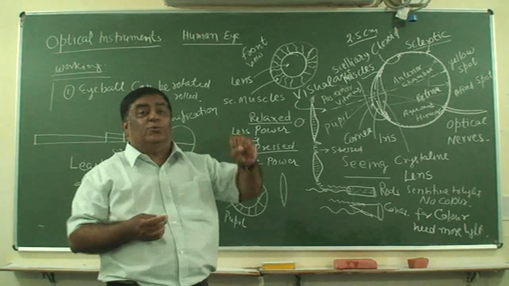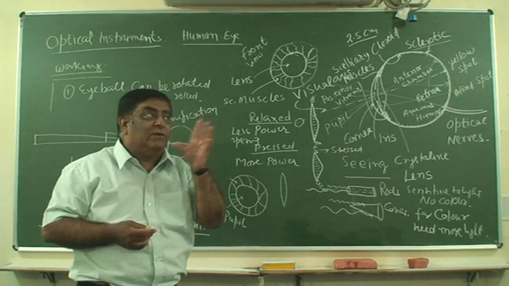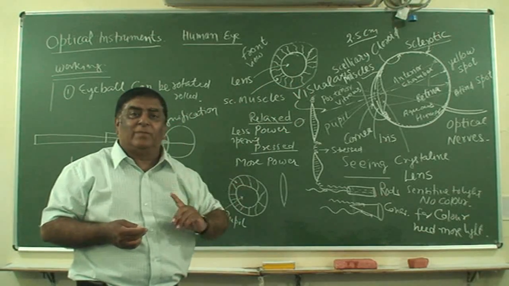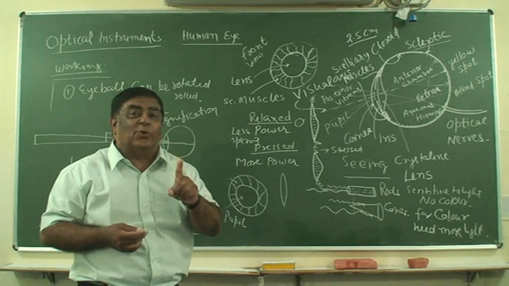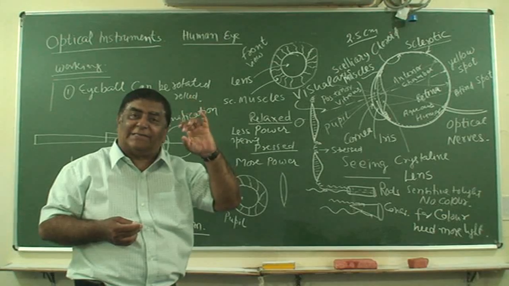See what the eyes can do. It is important. Number 1, eyes can roll itself to bring the things in line. Number 2, eyes can control the amount of light entering the eyes. How? With the help of iris.